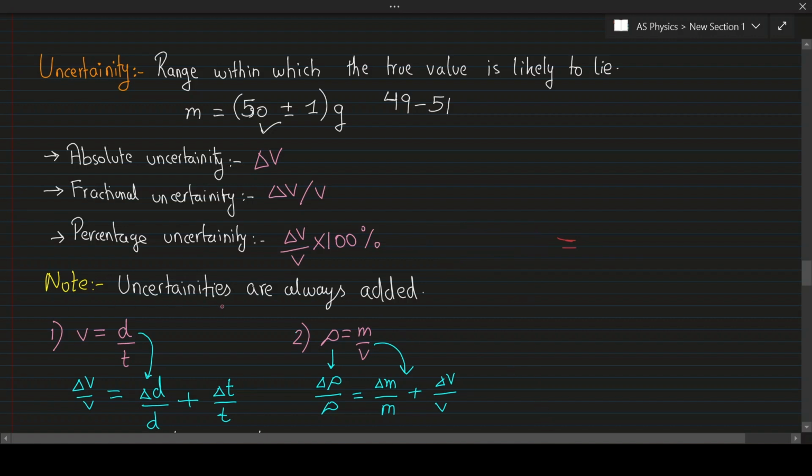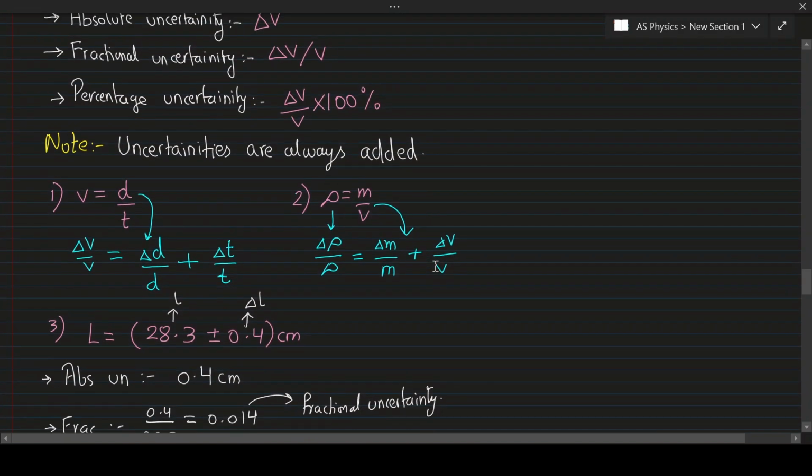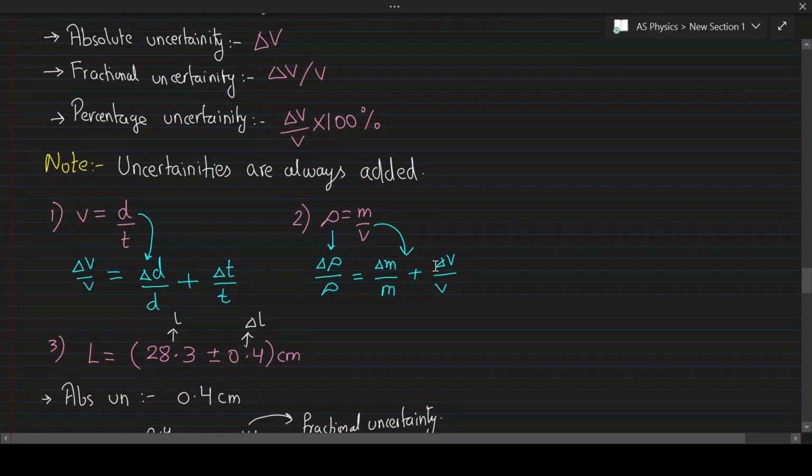Note that uncertainties are always added. No matter what, they are always added. There is no subtraction in uncertainty, or multiplication or division. They are always added, whether they are fractional, absolute or percentage uncertainty.